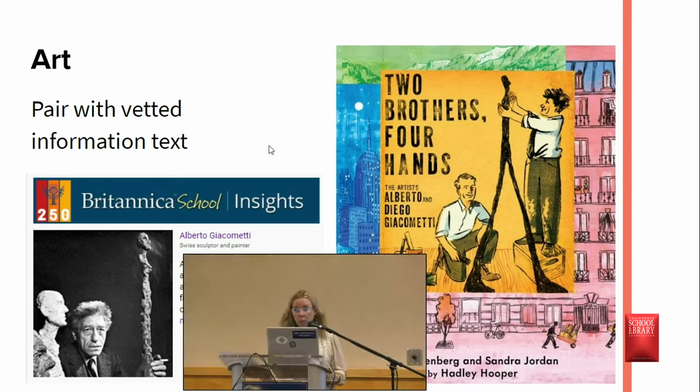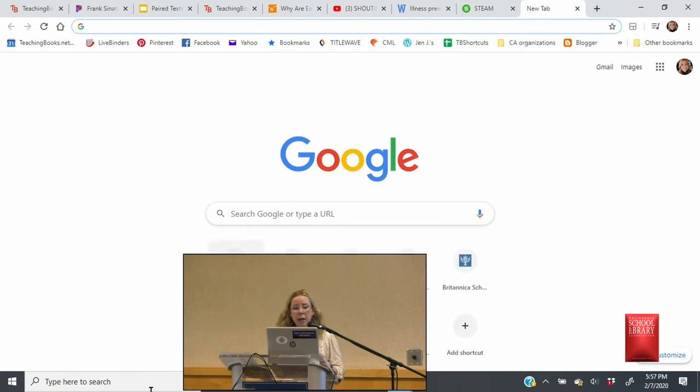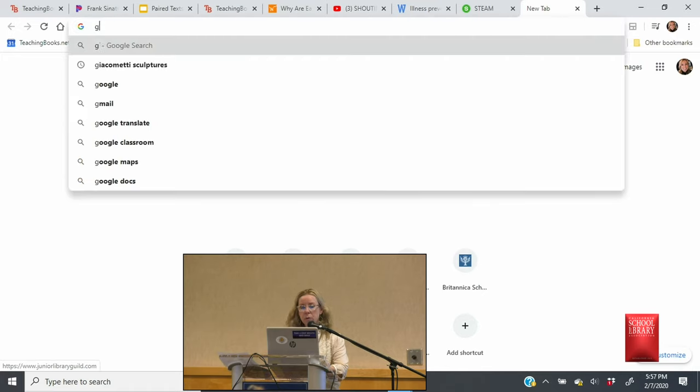For example, Two Brothers, Four Hands is the story of the artists Alberto and Diego Giacometti. And you probably recognize this skinny metal guy sculpture on the cover, right? You recognize him. But watch what happens on my computer when I do a search for Giacometti sculptures. I'm going to do a Google search, just like my kids would. Giacometti sculptures.